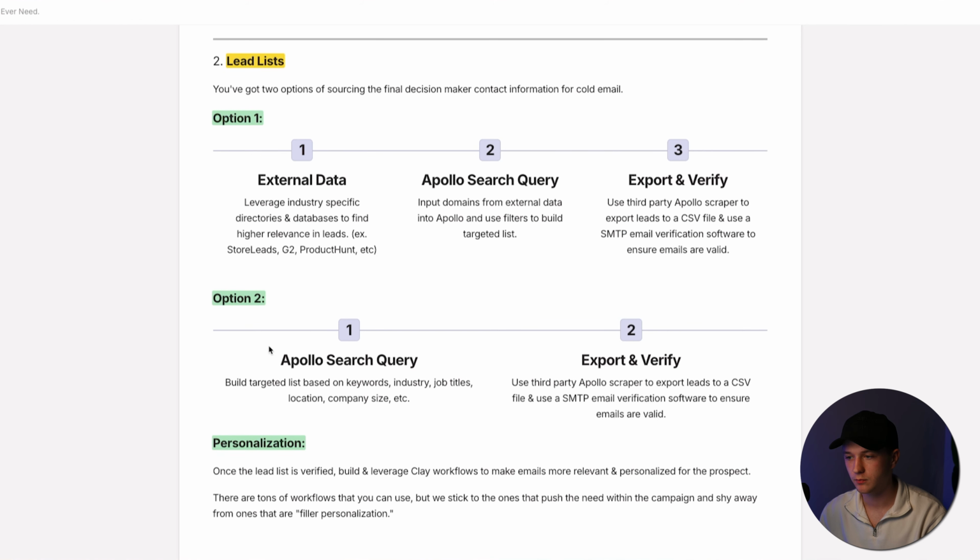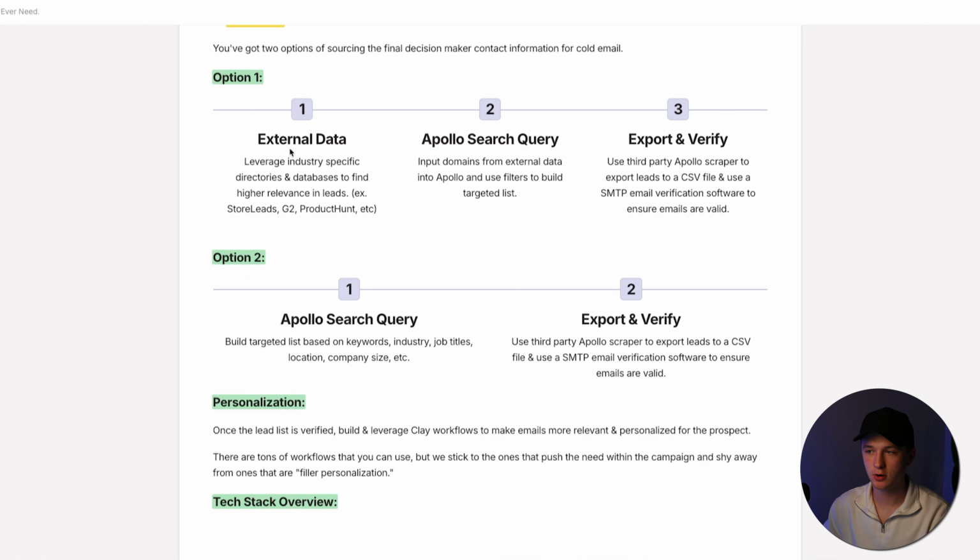Next is option 2. Option 2, you basically skip this part of external data and you just build an Apollo search query right away. So for example, if you want to build a list of lawyers, right? And there's no big law directory or database. You're able to go into Apollo, find out the specific keywords, industries, and job titles of the people that you want to get in touch with and build a list directly in there.